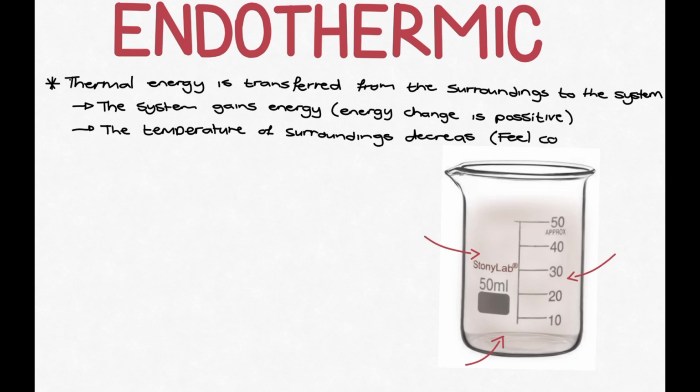Now, the temperature of the surroundings will decrease because the surroundings is losing energy to the system. So remember not to get confused between endothermic and exothermic reactions. In exothermic reactions, the system loses energy, and in endothermic, the system gains energy. But because the system is gaining energy, it is taking away energy or heat from the surroundings, and it will actually feel cold to the touch.